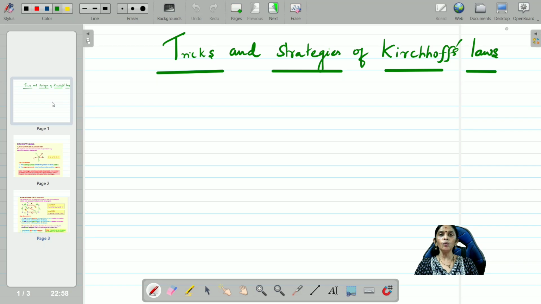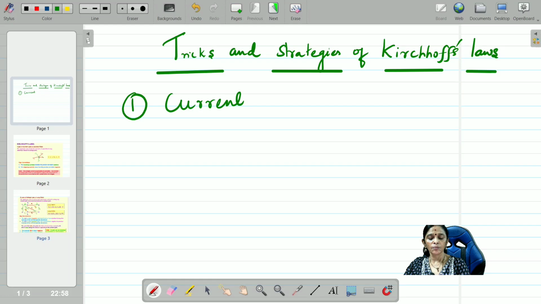So what is the purpose of learning Kirchhoff's law? This is just one of the methods for solving complex circuits to find out the current or to find out the effective resistance. Kirchhoff's laws, there are two laws. Number one, it is the current law.